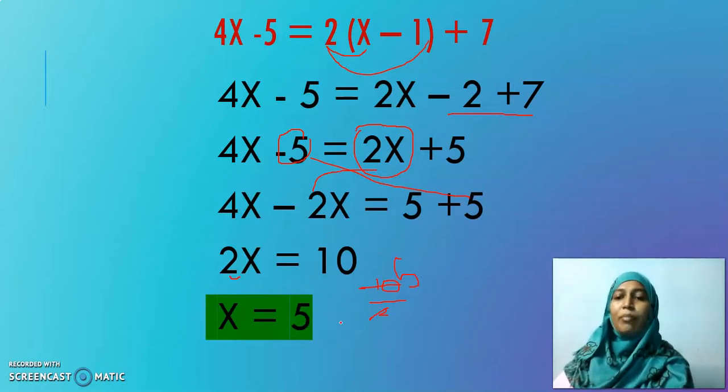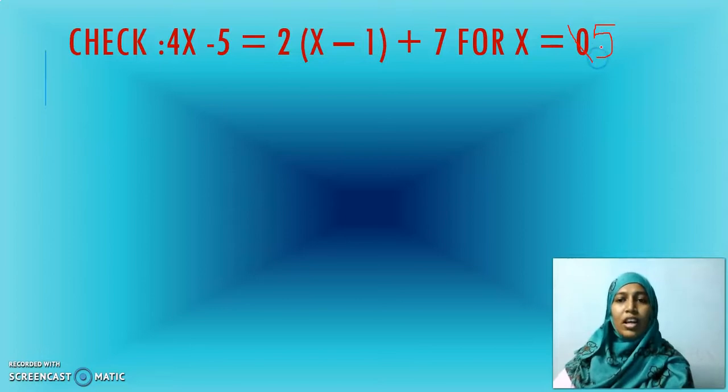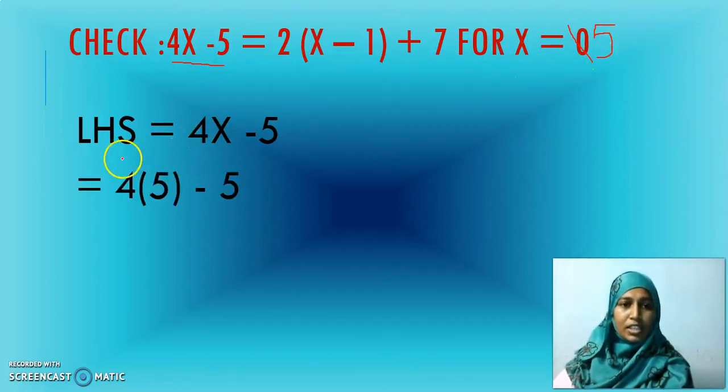It is a very good habit to always check whether the solution is the right solution. To check, I have to substitute the value x is equal to 5 in both the sides of this equation. What is there in LHS? 4x minus 5. In the place of x, I have to substitute the value 5. So I will write 4 as it is, and in the place of x, I will write 5. Here the relationship between 4 and x is multiplication.